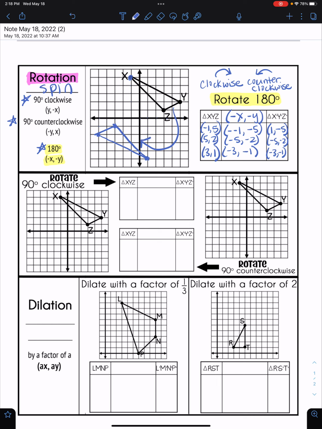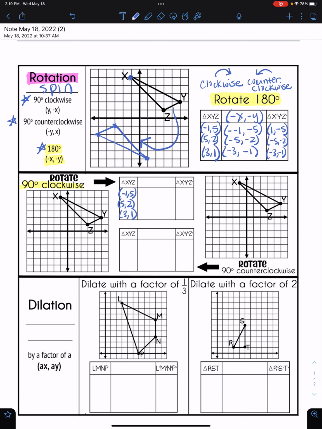All right, now we're going to do 90-degree rotations. First, we're going to do clockwise, and then we're going to do counterclockwise. So I don't have to take the time to write out the new points. Well, I'm going to write them down, but I already have them because it's the same shape from the first drawing. So we have -1, 5, 5, 2, and 3, 1.